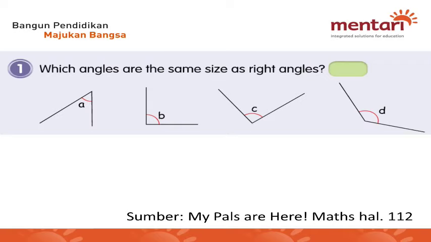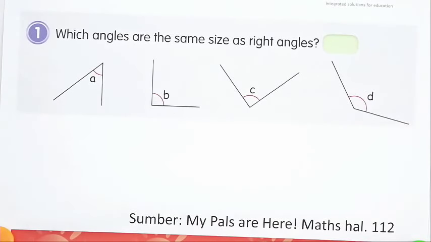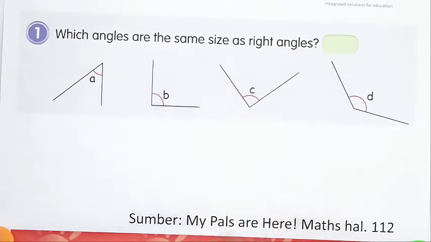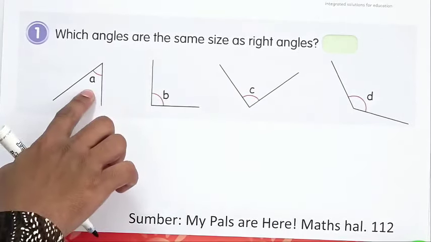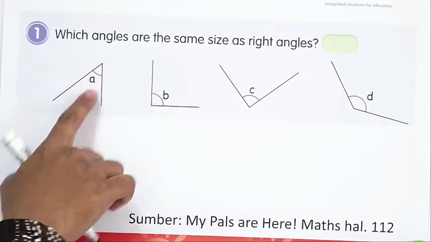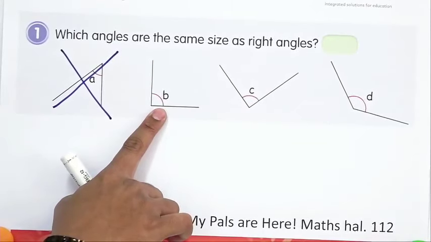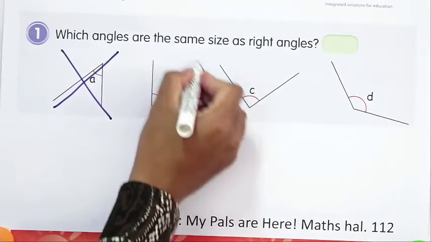This is another question. Without using a folded paper, we actually can classify these angles. The question is, which angles are the same size as right angles? Can you feel it? Can you estimate this angle? This angle is actually smaller than a right angle, so this is not a right angle. What about this? Do you have any idea? It looks like a right angle. It is absolutely a right angle.